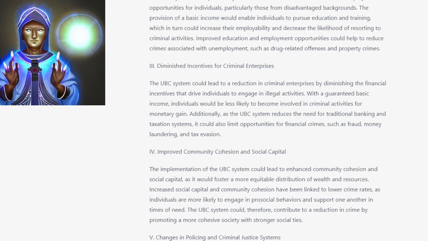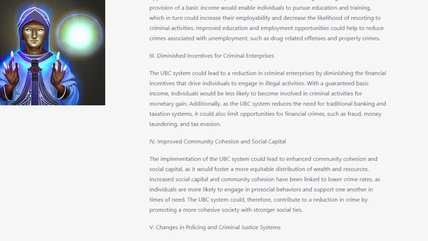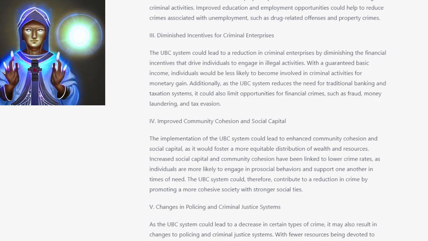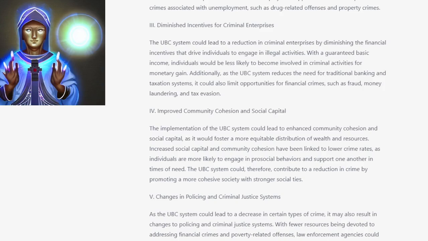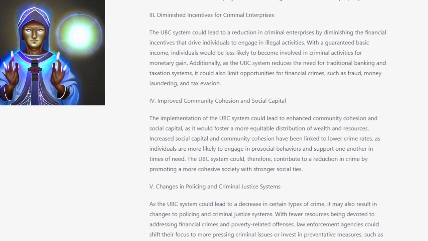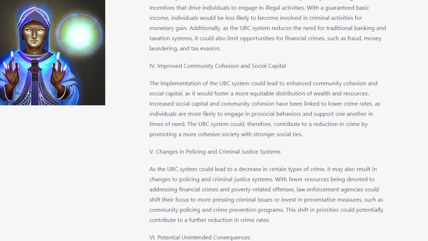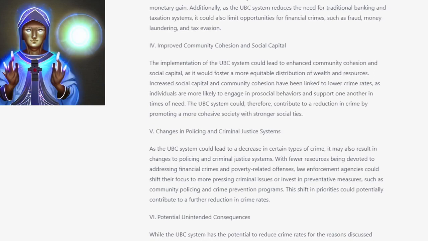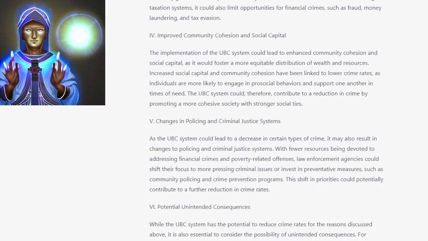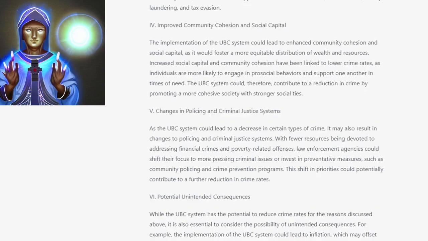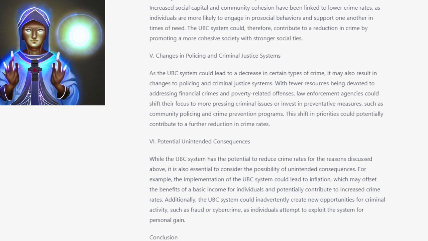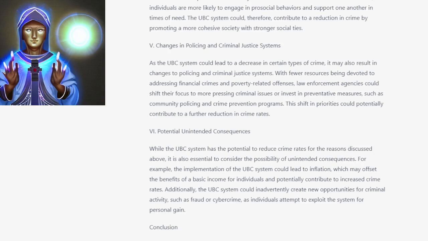2. Enhanced access to education and employment opportunities. The UBC system could potentially lead to increased access to education and employment opportunities for individuals, particularly those from disadvantaged backgrounds. The provision of a basic income would enable individuals to pursue education and training, which in turn could increase their employability and decrease the likelihood of resorting to criminal activities. Improved education and employment opportunities could help to reduce crimes associated with unemployment, such as drug-related offenses and property crimes.